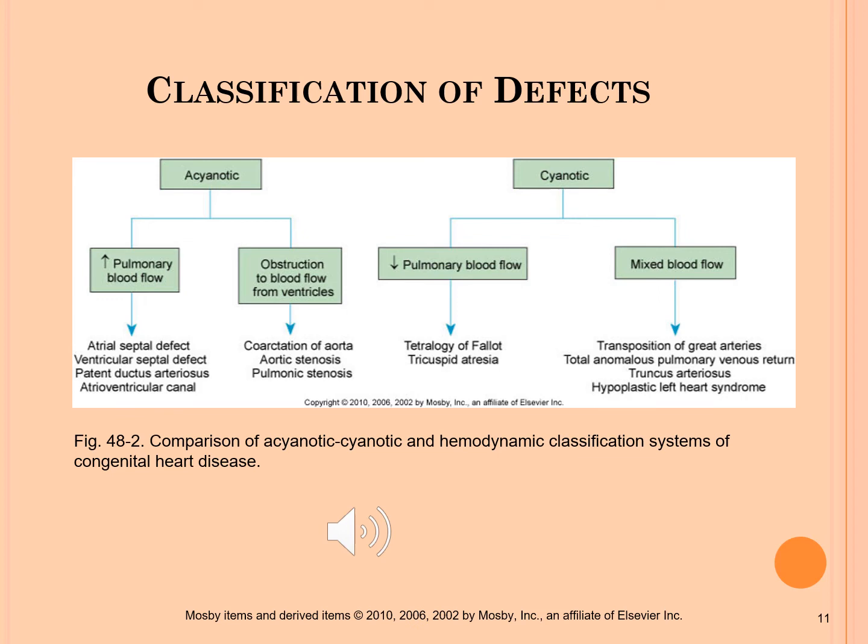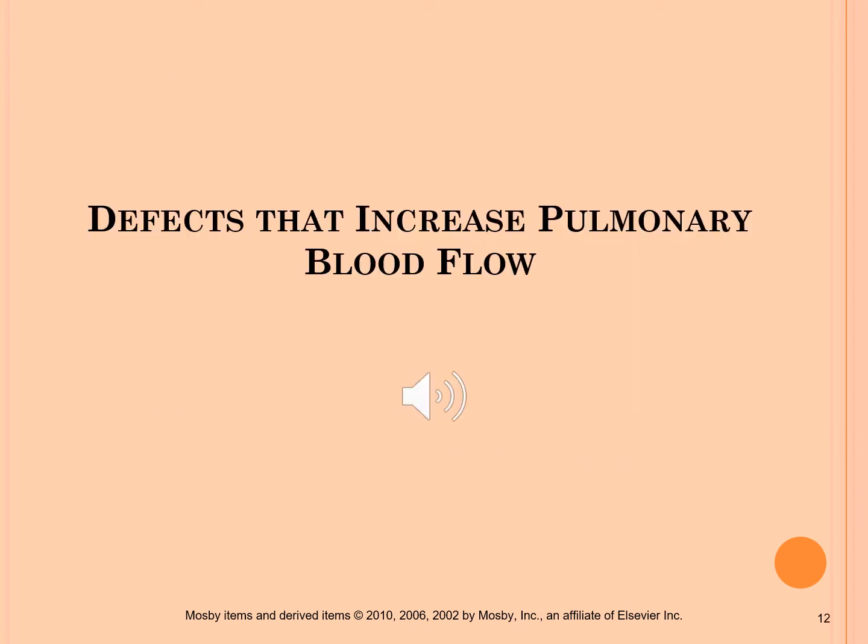All right, so we're going to first start talking about defects that increase pulmonary blood flow. There are 4 defects that we're going to talk about, most of those being what we consider acyanotic. There is one that is considered a cyanotic defect, but it falls under the increase of pulmonary blood flow. So there are 4 defects we're going to go through in the next few slides.